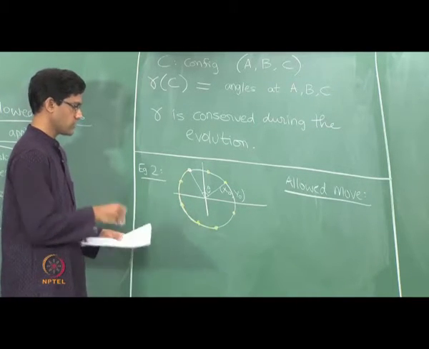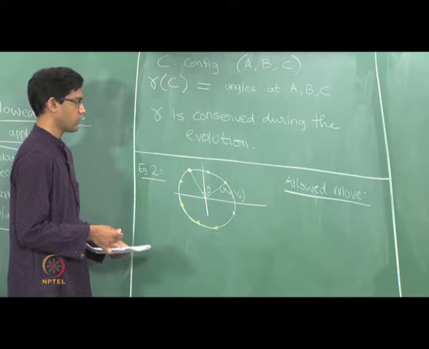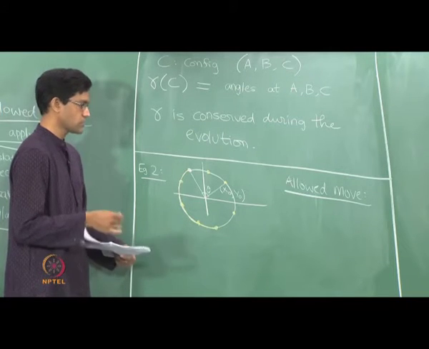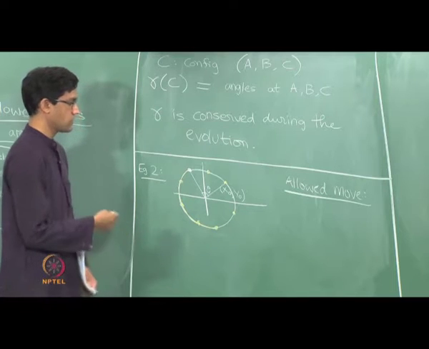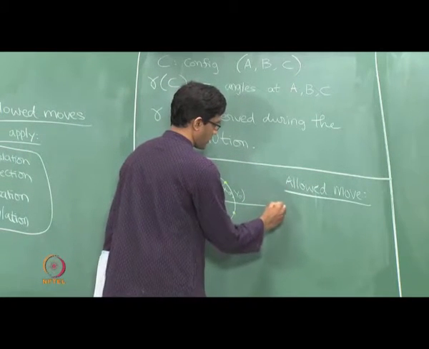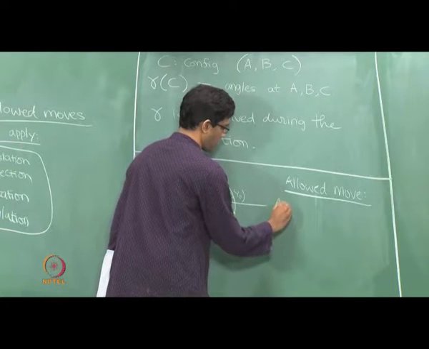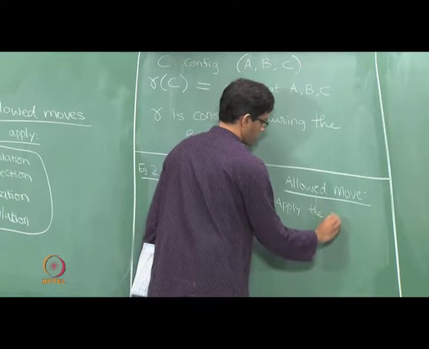And now here's the question, what's the conserved quantity? So of course, remember rotations, they certainly do conserve areas and things like that, but more importantly they preserve lengths. So what's an allowed move? Let me just write that out. An allowed move is you are allowed to apply the rotation.